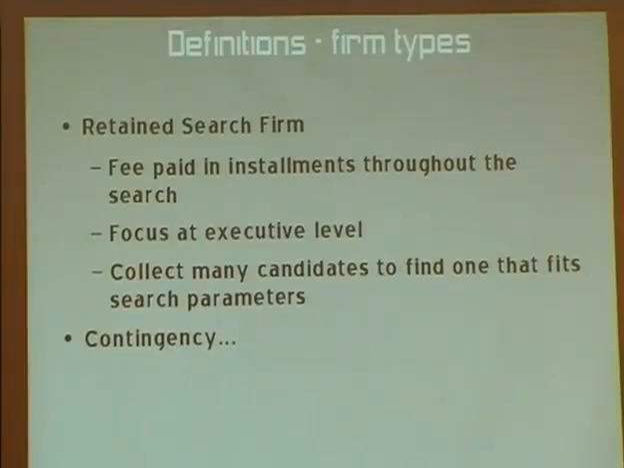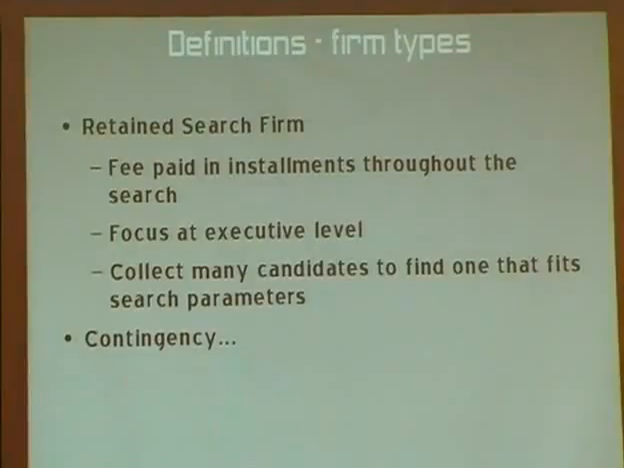For example, the retained search firm is going to get paid no matter what. And getting the search done sooner doesn't get them their money faster. So they often focus on searches at the executive level, such as CEOs, CTOs, vice presidents, directors, board members, because these searches tend to take a longer time to complete. Companies are very picky about their senior executives, and that's why it takes a long time to make a placement at that level. So they can afford to spend the extra time to make that happen.